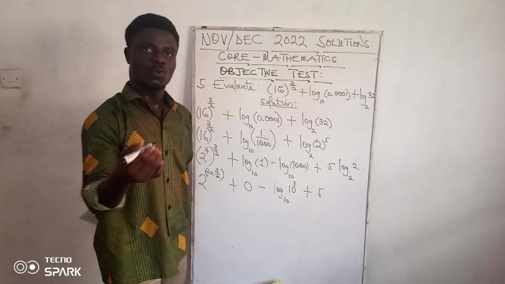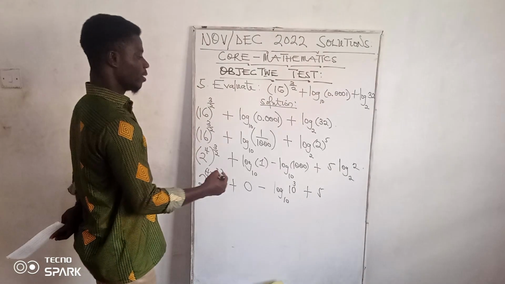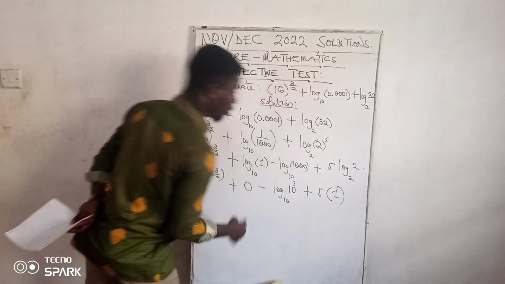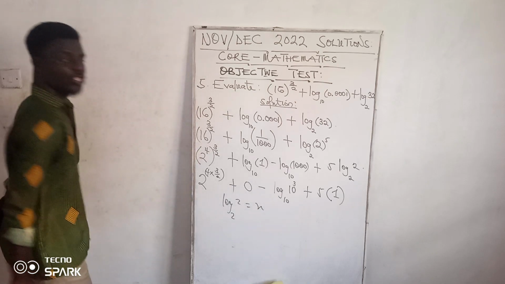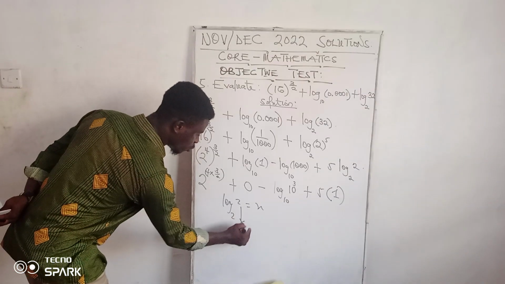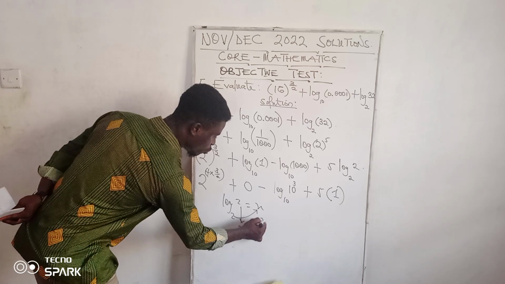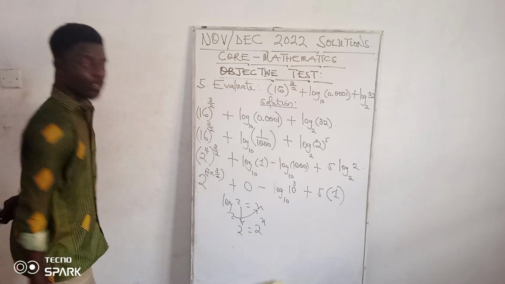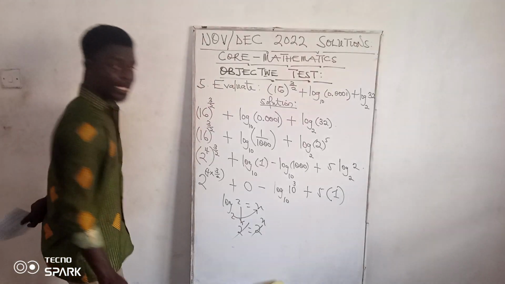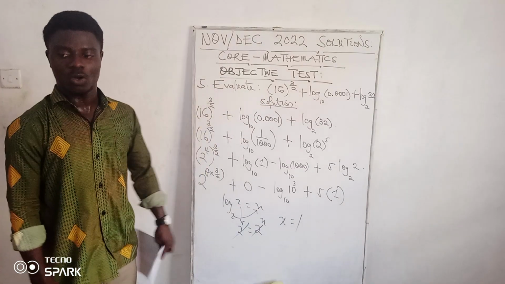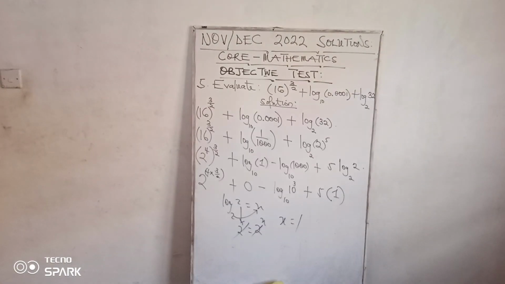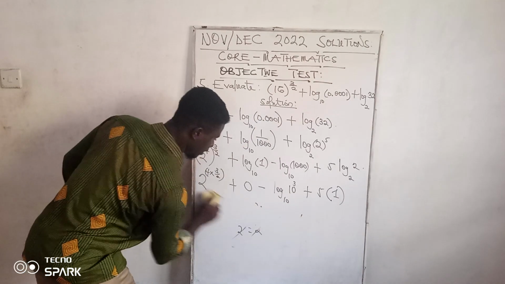Log 2 base 2, you all know that it is 1, right? Which means you can change it and watch. Log 2 base 2 equals x. Change it to indices. We get 2 equals 2 to the power x. Now this 2 is to the power 1. So they have the same base, and we equate the exponents. So we get x equals 1. So now let's proceed.